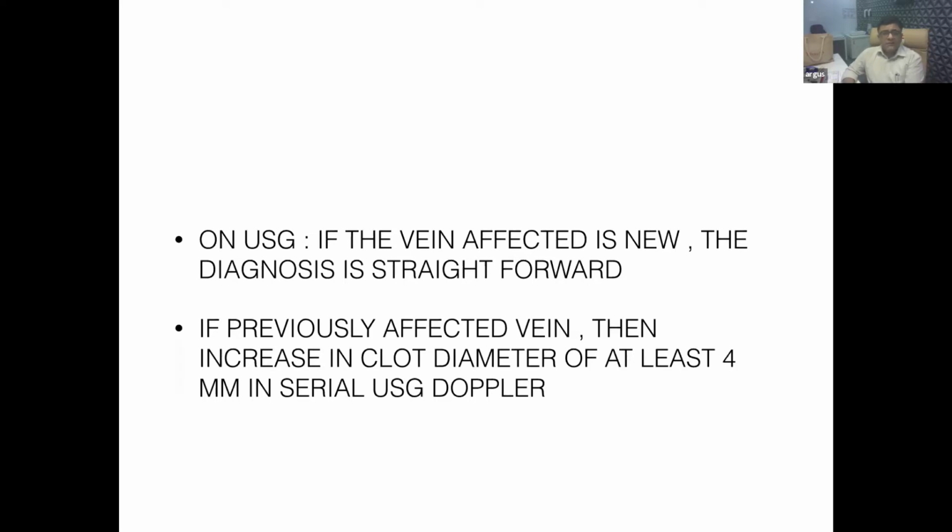On ultrasound Doppler, if the vein affected is new, that means a fresh vein is affected, the diagnosis is straightforward. You look for the compressibility. If the vein is filled with a thrombus, then it is a deep vein thrombosis. But if the vein was earlier also affected, then it is sometimes difficult to diagnose whether there is a fresh thrombus or a residual chronic thrombus which is still there. But a slight increase in the clot diameter of at least 4 millimeters in the serial ultrasound is suggestive of fresh acute on chronic thrombosis.